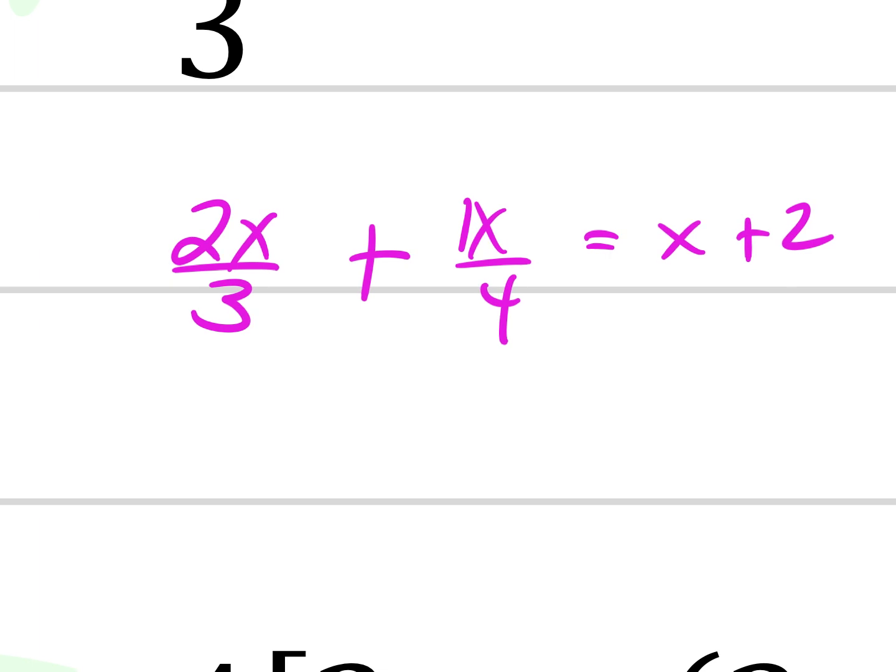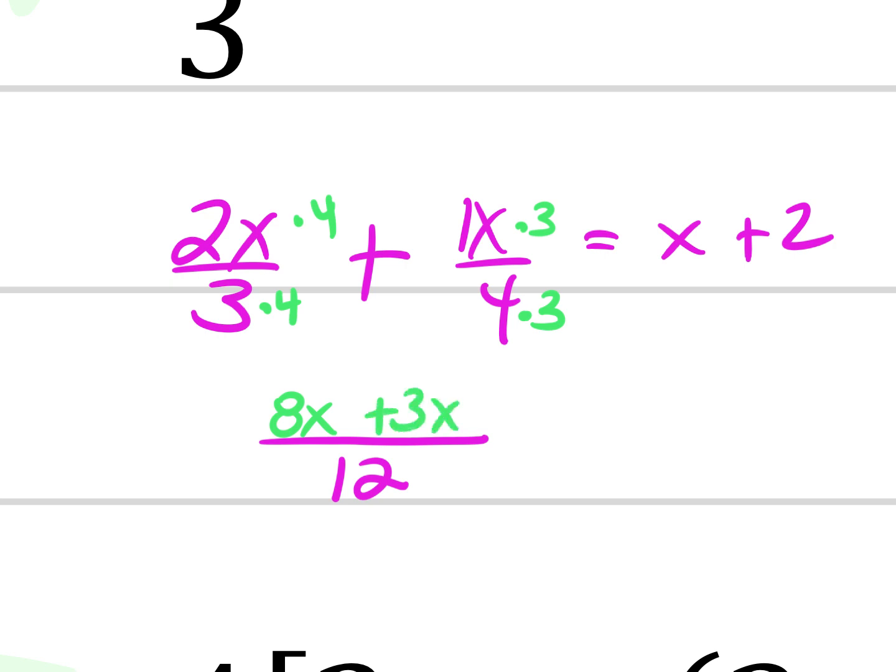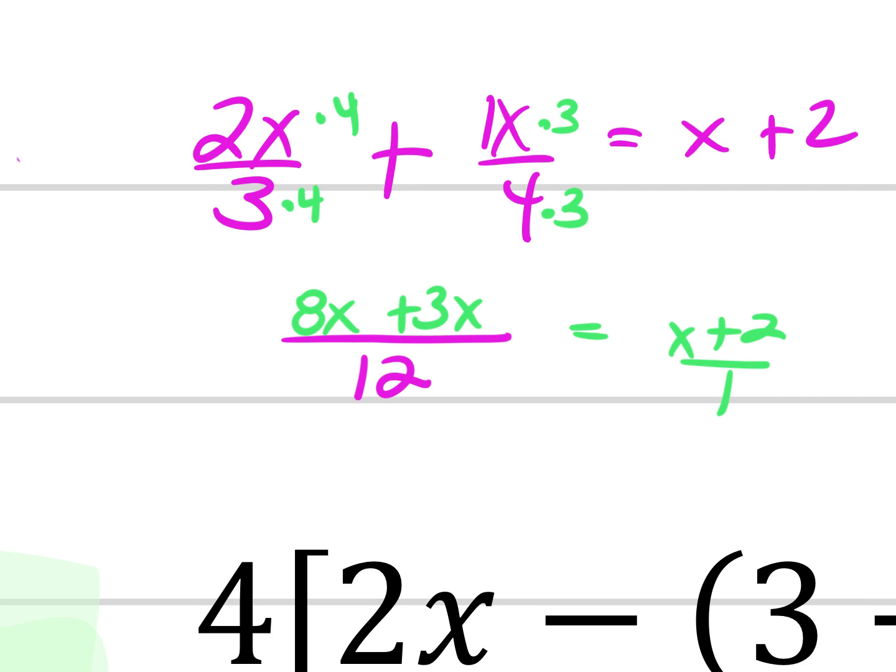Now what do I have to do? A common denominator. What's my common denominator going to be between 3 and 4? 12. So if I multiply the bottom here by 4, then I multiply the top by 4, yeah? So 8x. If I multiply the bottom here by 3, then I multiply the top by 3, and I get... Guys? Okay. Can I put x plus 2 over 1? Yep. Now what? You can add like terms. So 11x over 12 equals x plus 2 over 1.